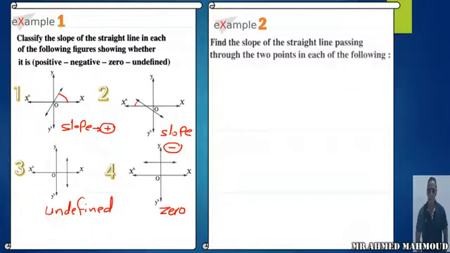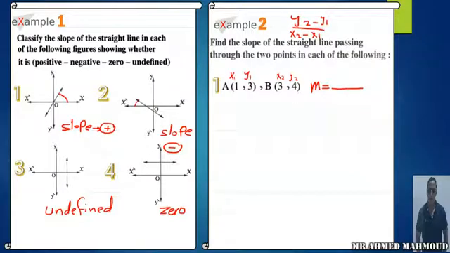Here in example 2, find the slope of the straight line passing through the 2 points in each of the following cases. In the first case, here we have x1, y1, x2, y2. The slope, denoted by m, equals y2 minus y1 over x2 minus x1, which is 4 minus 3 over 3 minus 1. 4 minus 3 equals 1, 3 minus 1 equals 2. It will be 1 over 2.